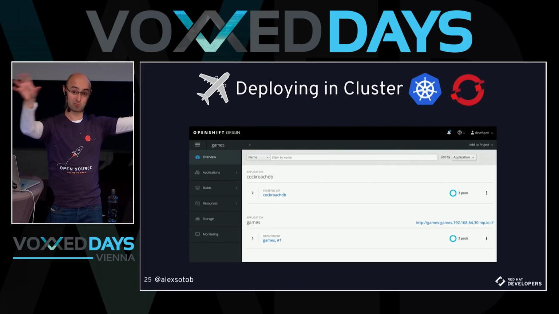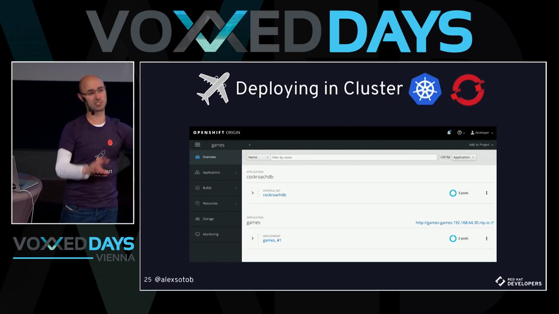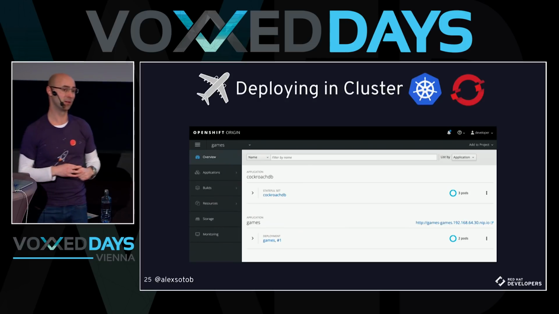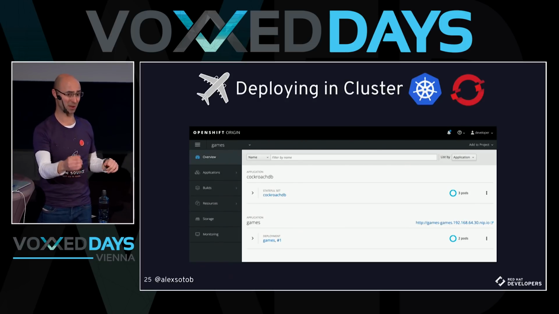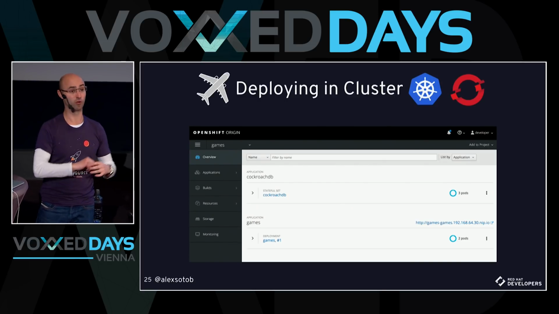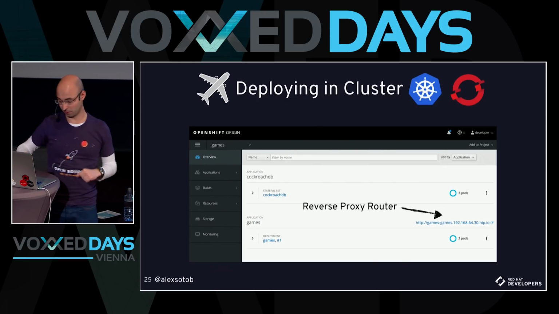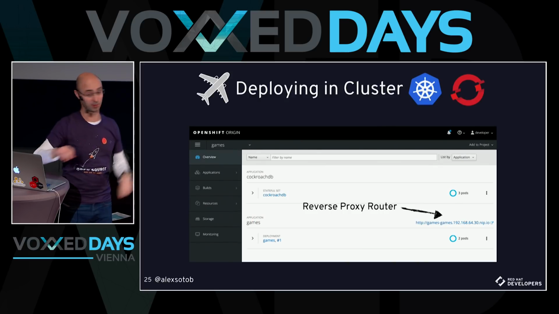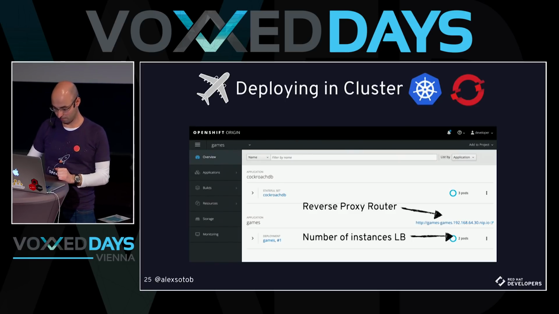So you have these 2 services, and then the CockroachDB with 3 pods. This is a SQL database that works really, really well for distributed systems. So I recommend that instead of going to MySQL or PostgreSQL, give an opportunity to CockroachDB for these distributed systems. And here, this is the reverse proxy router. This load balancer is done automatically by OpenShift. And the number of instances.